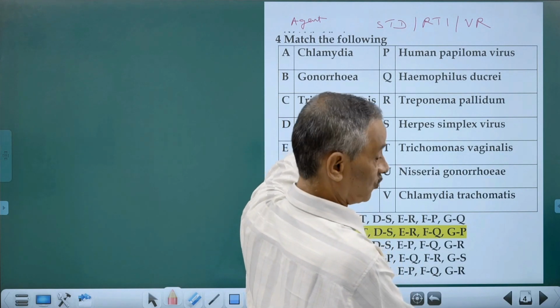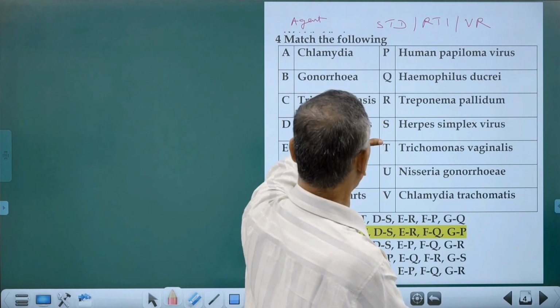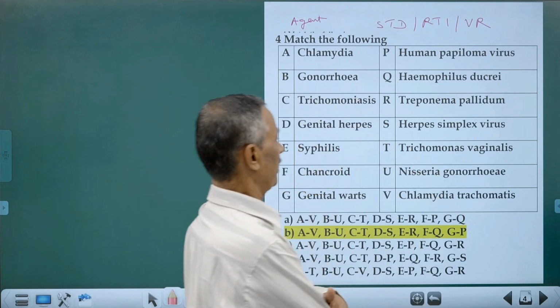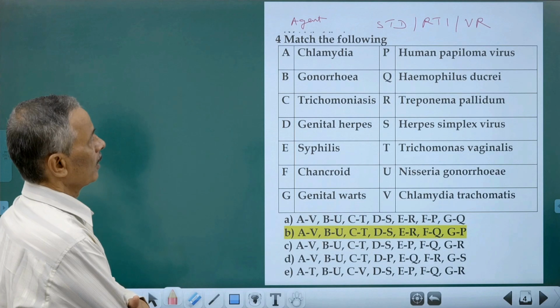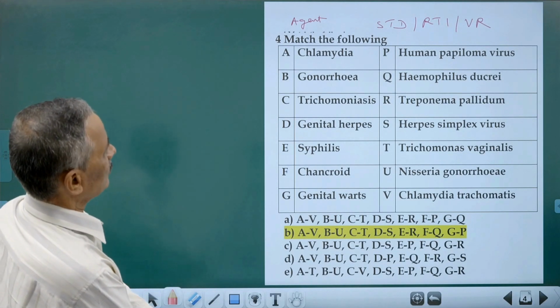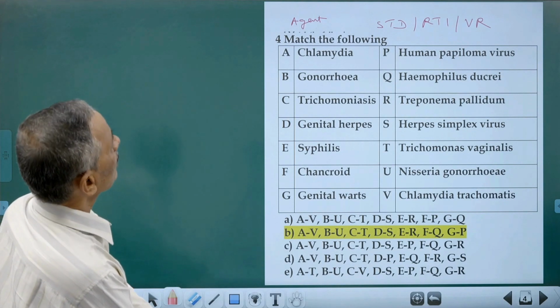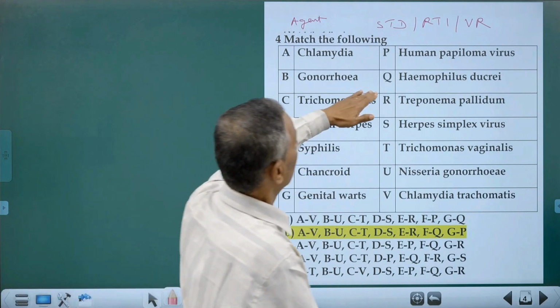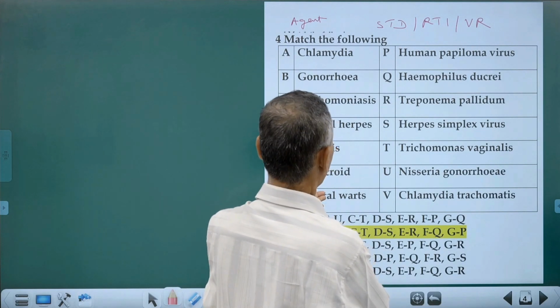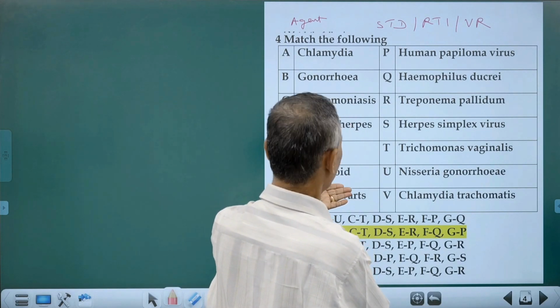Trichomoniasis. Trichomonas vaginalis is a protozoan, flagellated protozoan. Okay. It is Trichomonas vaginalis. Syphilis, this syphilis is a bacterial disease caused by Treponema pallidum. Chancroid, that word is again not in our NCERT book.